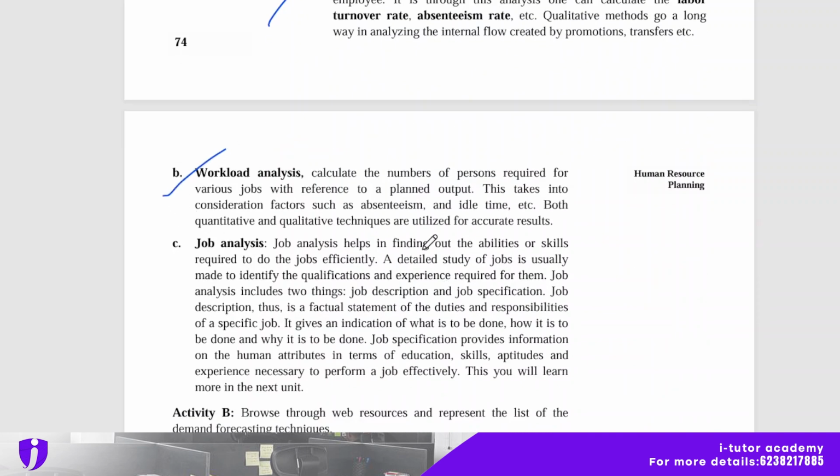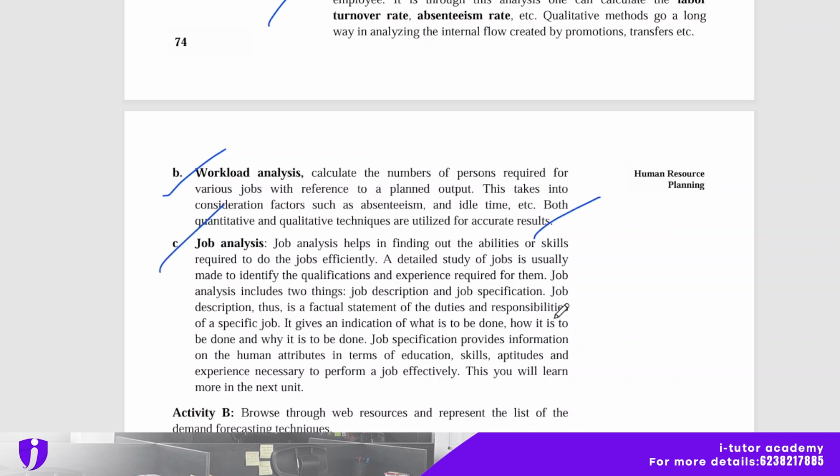And next is workload analysis. It calculates the number of persons required for various jobs with reference to a planned output. This takes into consideration factors such as absenteeism and idle time, etc. Both quantitative and qualitative techniques are utilized for accurate results.